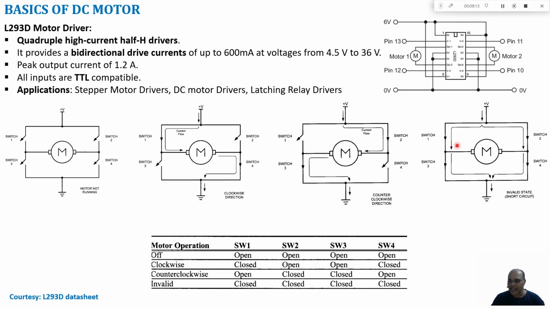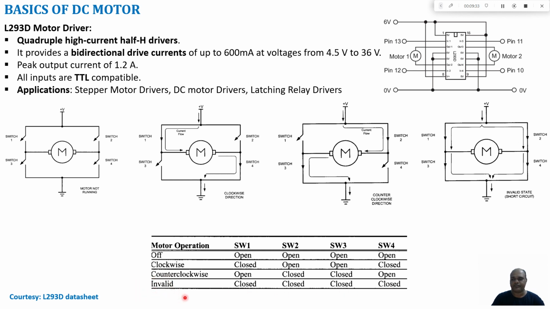In the last scenario, if all the switches are closed, what happens? Now the current will go either through 1 and 3 and reach the ground, or it will pass through 2 and 4 and reach the ground. So no current goes into your motor, thereby the motor will not run, and this is also an invalid state.